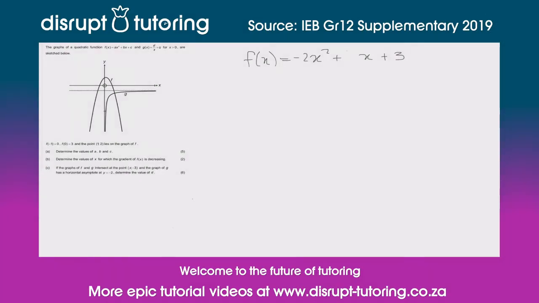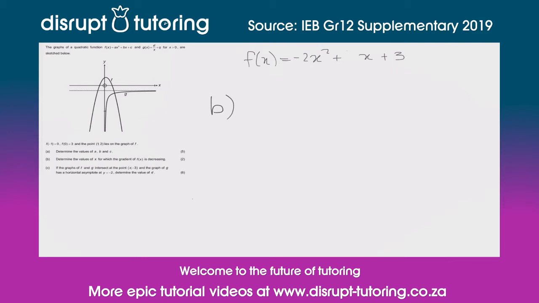Today, we're going to follow on with a quadratic function and hyperbolic function as per the IEB exam paper 2019, and you'll find this in their supplementary exam. Right, so moving on to the second question. We've already done A, and we've calculated A, B, and C, and that generated our equation of the quadratic function. Right, so let's move on to B.